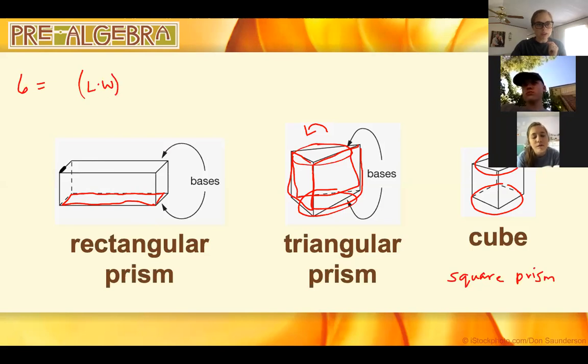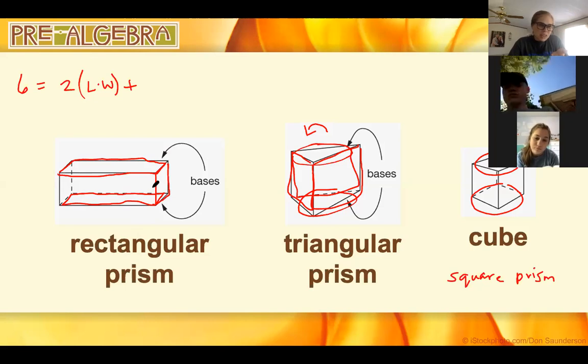We also have to find the area of this top base too. Is this top base the same as the bottom base? Yes. So if we find the area of the bottom, can't we just multiply that by 2 and that'll take care of the top base as well? Yes. Okay. So we found 2 of the sides. We've got 4 more sides on this rectangular prism to find. So what about the front right here?